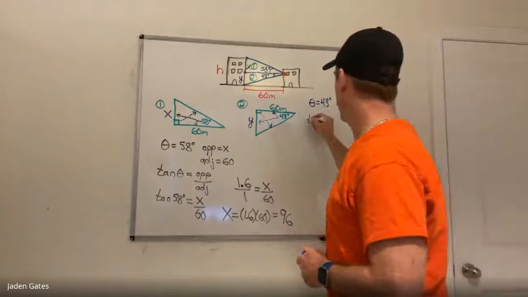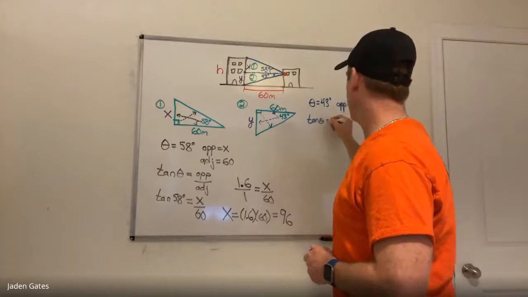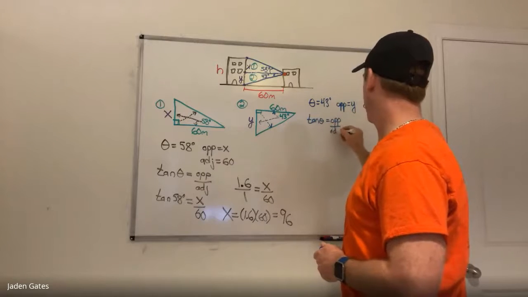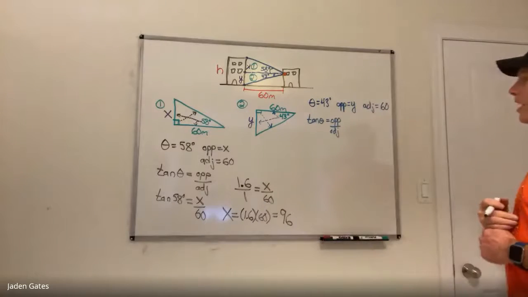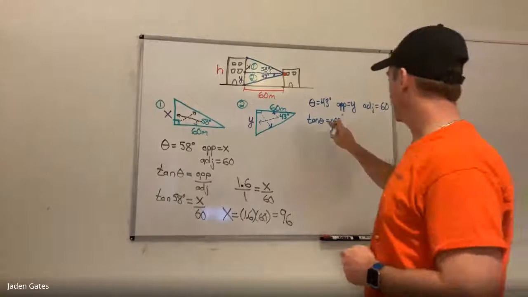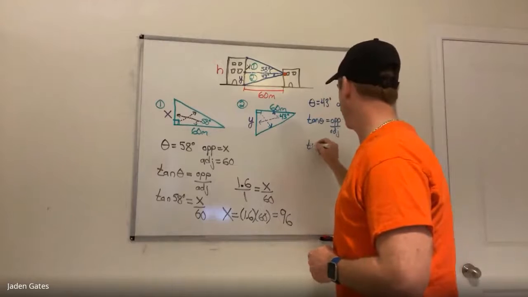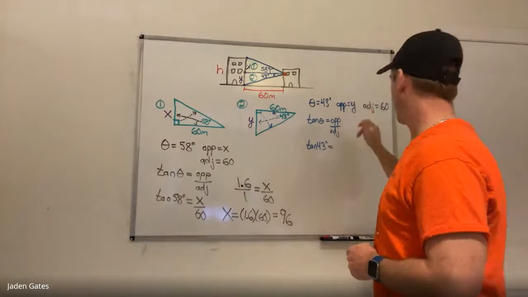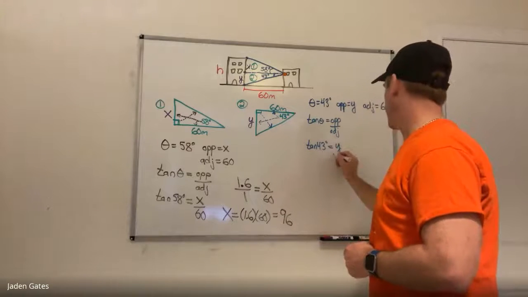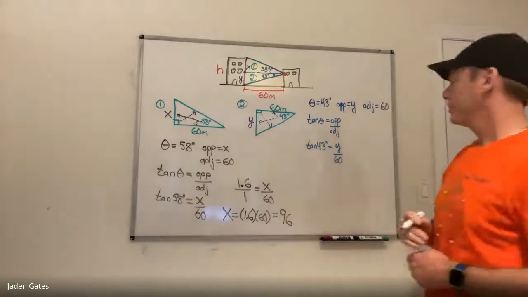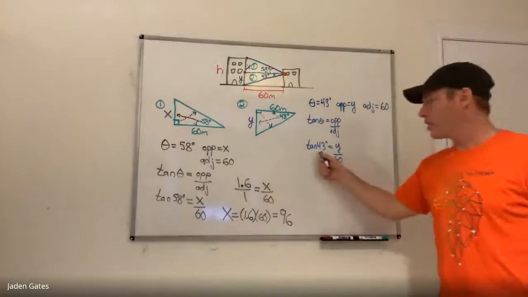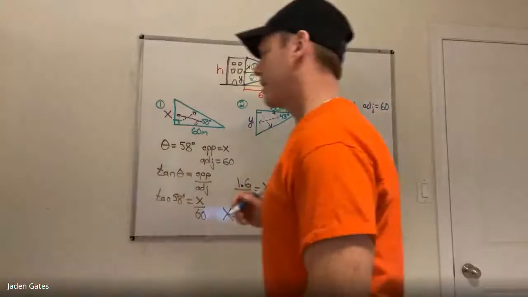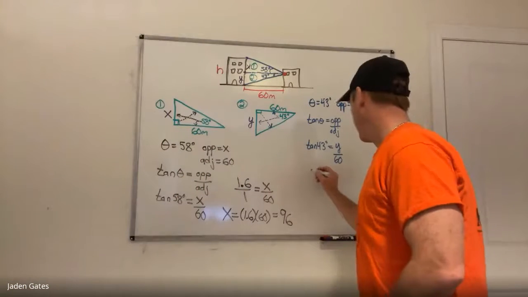All right, so I have tan theta, tan is opposite divided by the adjacent. I'm going to substitute in my information. So it's tan 43 degrees equals the opposite, that's our Y this time, over the adjacent, which is our 60. Now I get my calculator out, type in tan 43 degrees, and I get 0.93.